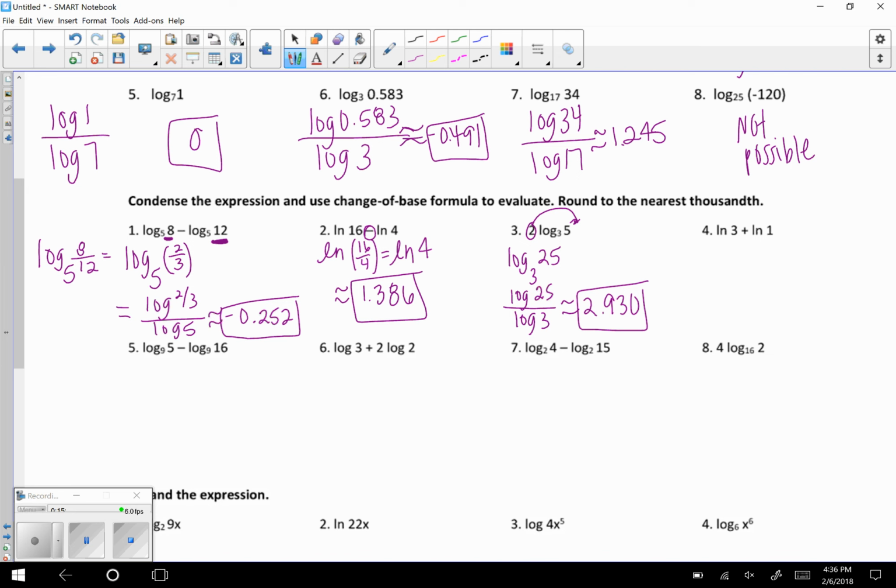Okay, number 4. I've got addition in the middle, so when I combine these, I know I'm going to use multiplication. So that's going to be ln of 3 times 1. Well, that's just 3, right? 3 times 1 is 3. ln of 3. That's a base of e. You can plug that straight into your calculator. ln of 3 is going to give you approximately 1.099.